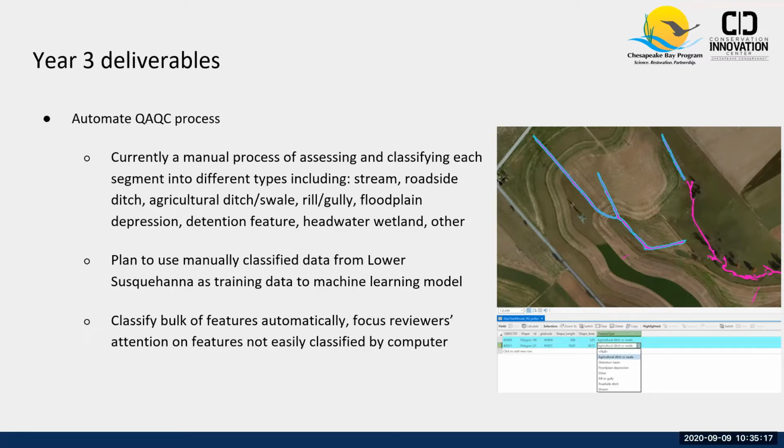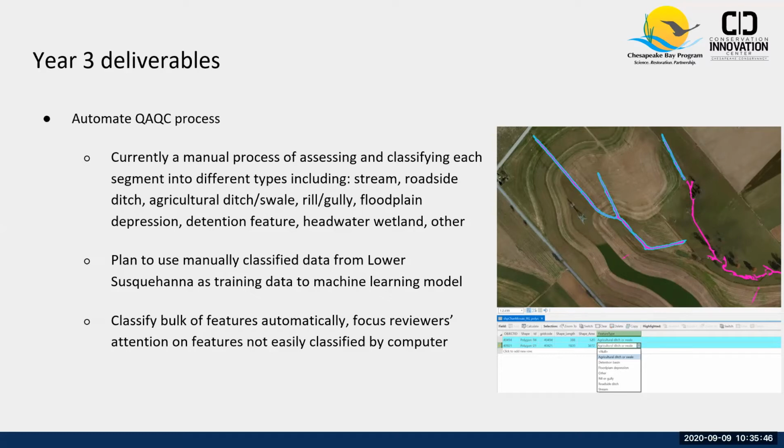And what we plan to do is use this manually classified data as training data for a machine learning model that will use the training data, the geomorphon data, the DEM, lots of intermediate data from the geomorphon process, and it will come up with a probabilistic estimate of any given channel or any given feature falling into one of these classes.